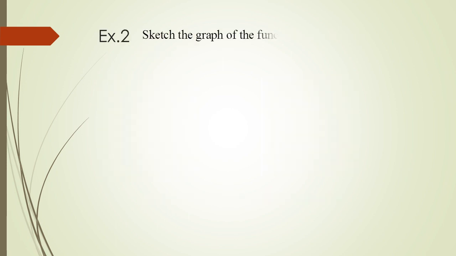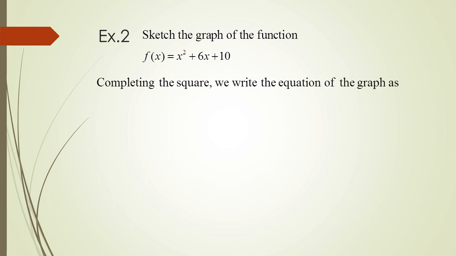Now let's see the second example. Transform the graph of the function f of x equals x squared plus 6x plus 10. First, if we only have x squared plus or minus a constant, we know we just do the vertical shifting. But here we have the 6x term which involves x again. So now let's complete the square. Then we rewrite the function.